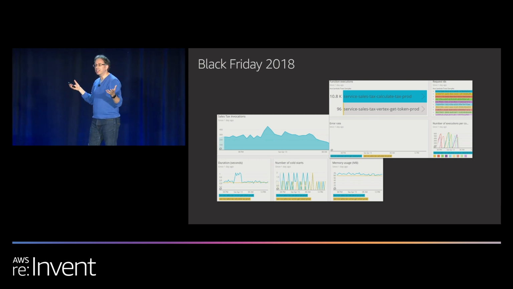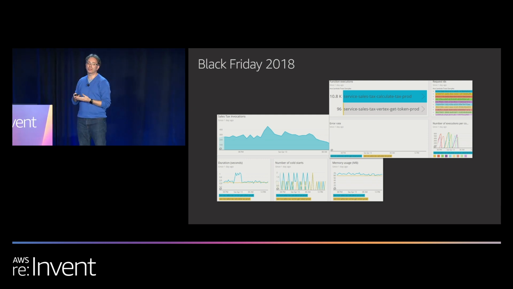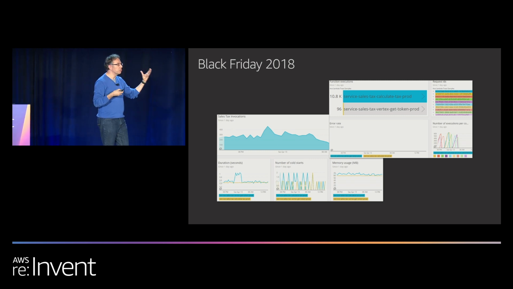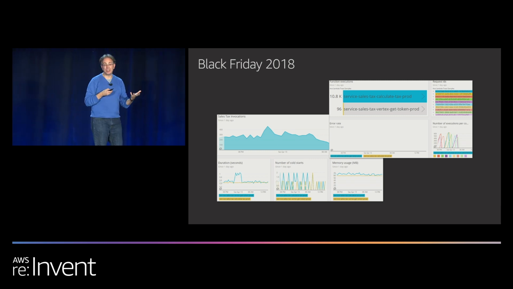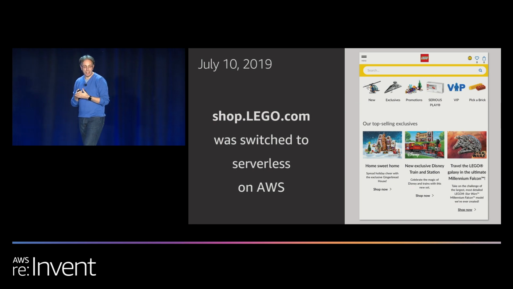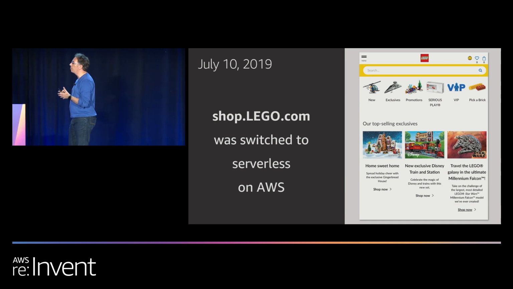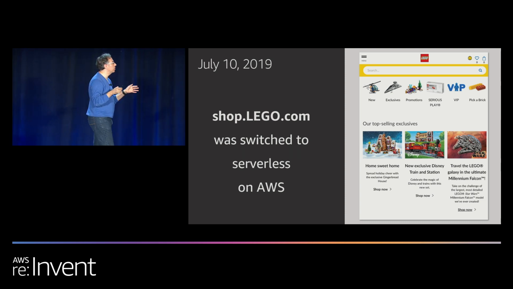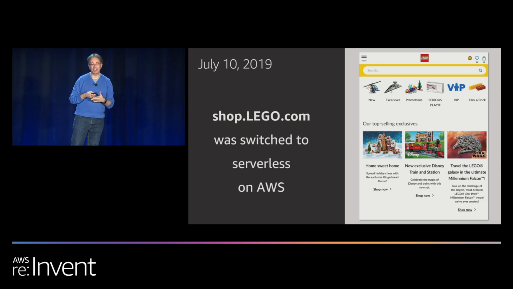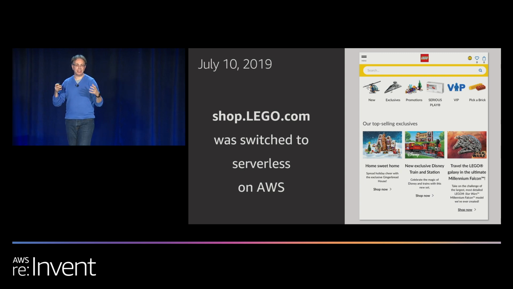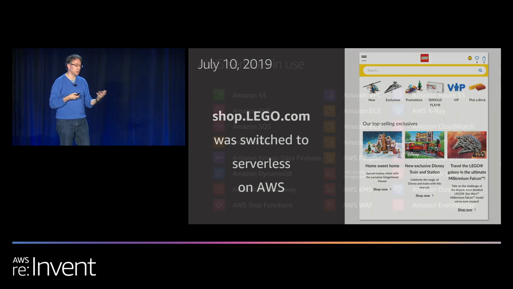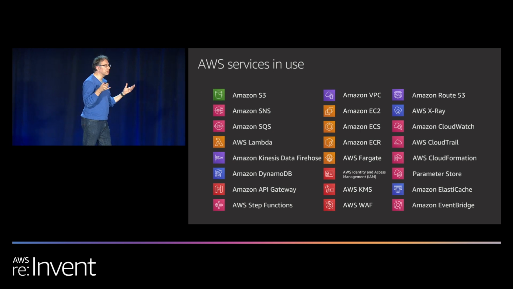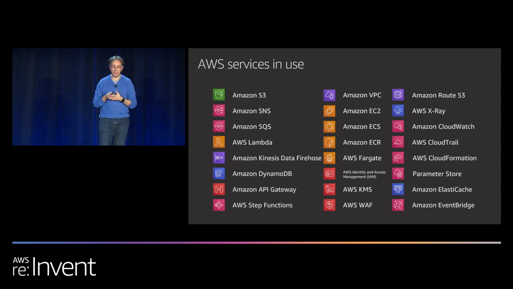So this created a lot of interest and visibility inside the company about this solution, and they started a project to use more serverless, and just a few months later, so July of this year, the full shop.lego.com website was switched to serverless on AWS. So a fully serverless website. If you go there and if someone asks you, I want to test a serverless website, you can bring them there. And during this path, they started to adopt more and more AWS services to solve their business problems. So they now use a quite huge portfolio of services that we offer.